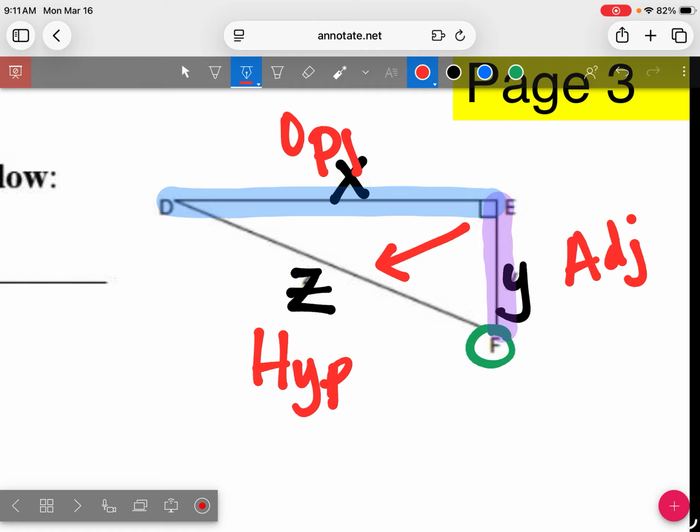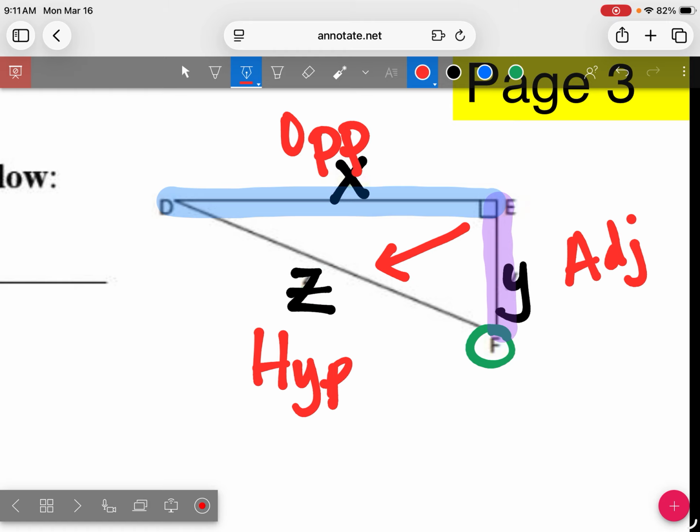Being able to label your triangle opposite, adjacent, and hypotenuse is 100% of the test. If you cannot do that, you will not pass. It is very important that you're able to recognize what side is the hypotenuse, opposite, and adjacent. Adjacent means right next to.